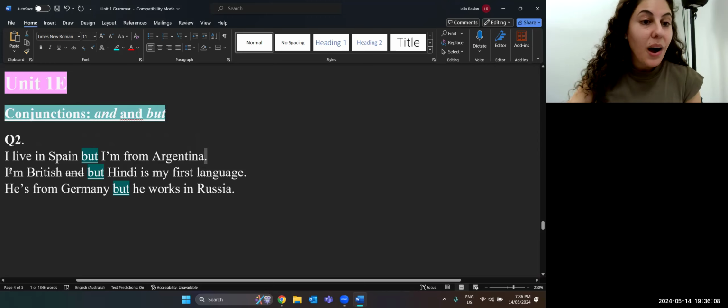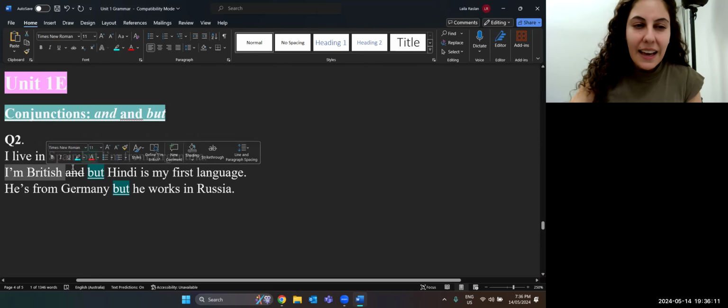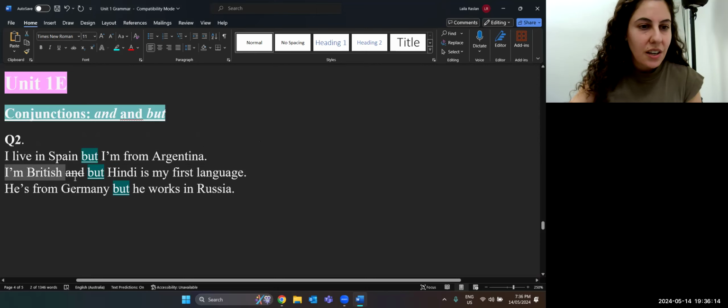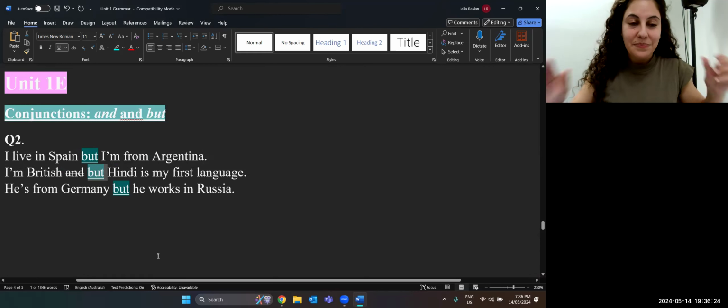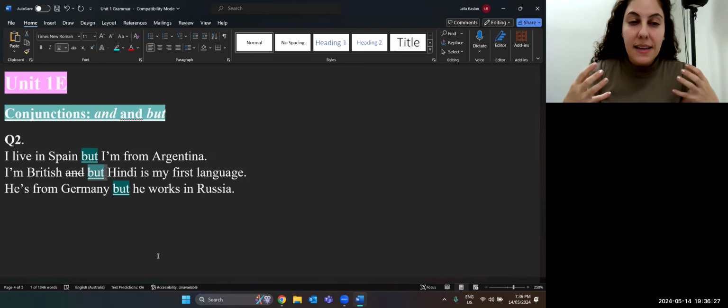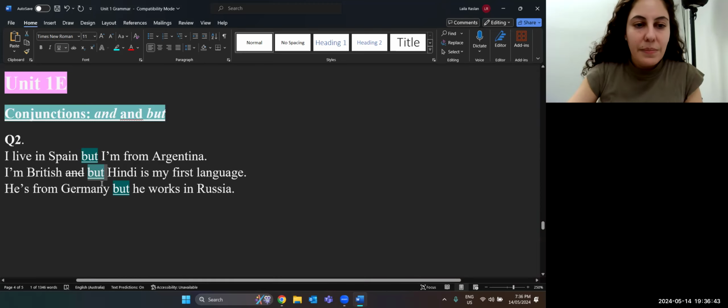So if we look at the second example, I'm British. Now, I can't say and Hindi is my first language, because if you're British, English is your first language. So I'm British, but Hindi is my first language. So does that make sense why we need to say but? Because I'm changing the information that I said before. I'm saying I'm British, but it doesn't mean that English is my first language. It doesn't mean that I'm native British, because the person saying but is going against what he said before. But Hindi is my first language, not English.